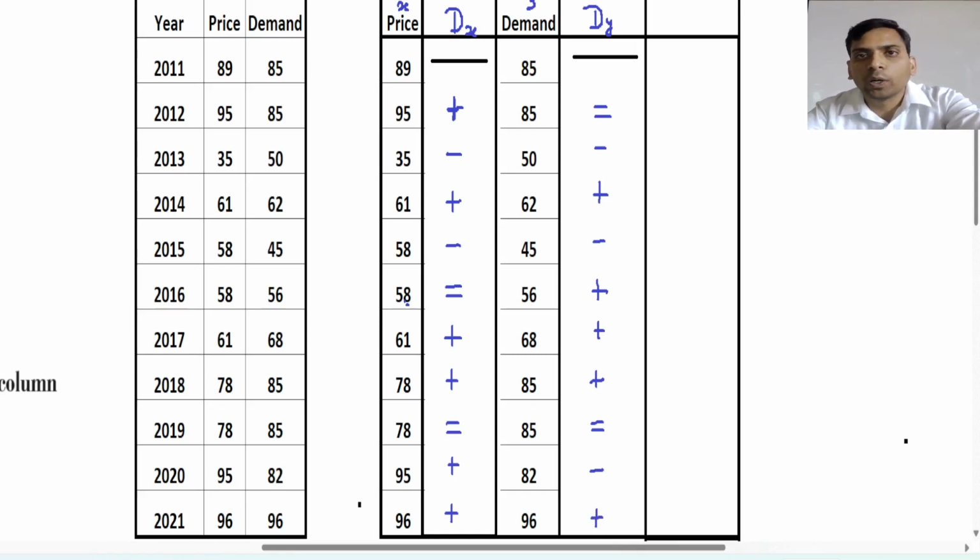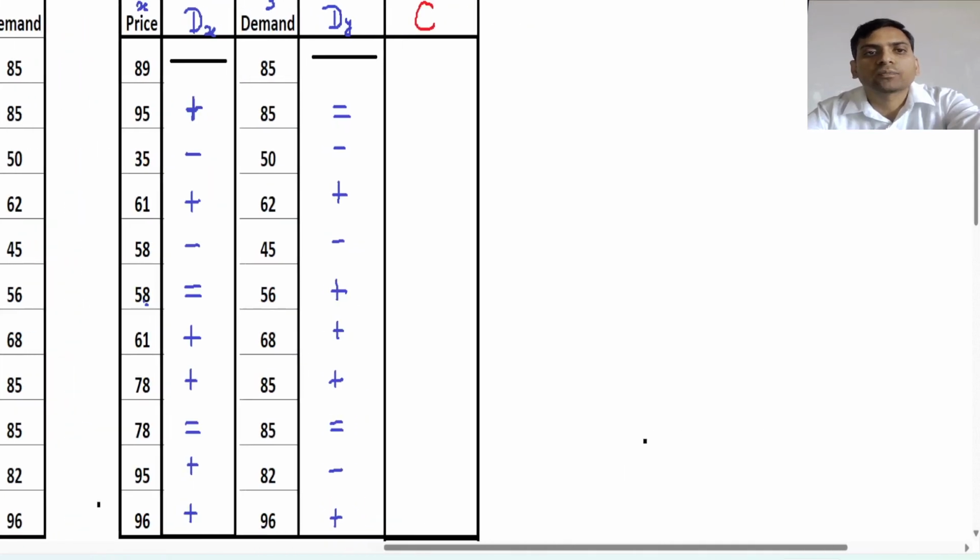Now you need to find the concurrent deviation, denoted by C. How will you find the concurrent deviation? For a pair of the same symbol, if both the symbols are plus, you will consider this concurrent deviation as plus. If both deviations are minus, then you will also consider this as plus. If both are equal, then you will consider this as plus.